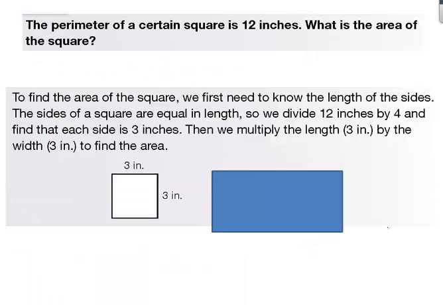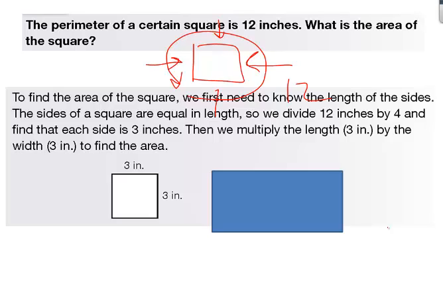The perimeter of a certain square is 12 inches. What is the area of the square? So if you've got a square, you know that going all the way around it equals 12 inches. How much is each one of these sides? That should be pretty easy, right? 12 divided by 4 is 3 inches each. So you know each side is 3 inches.